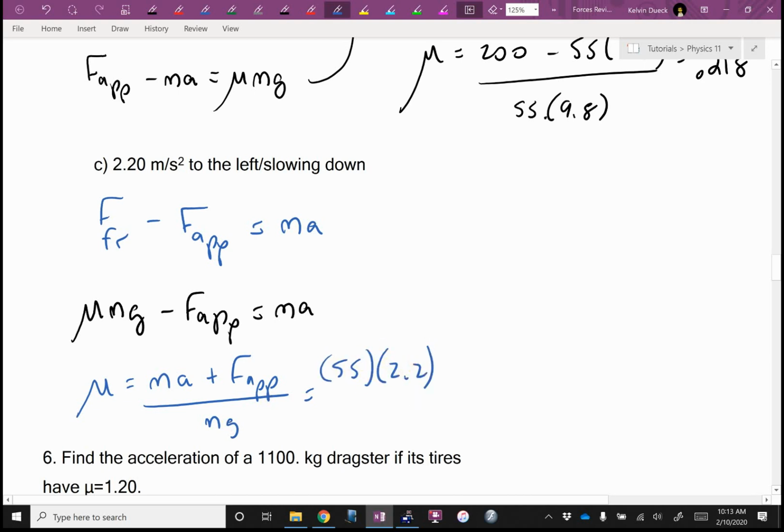It's slowing down. Don't you need to make that negative? I did that. I took care of that in my winner minus loser shtick there. So we're good. Plus F applied was 200, divided by 55 times 9.8. Which is what? What'd you get? 0.596?